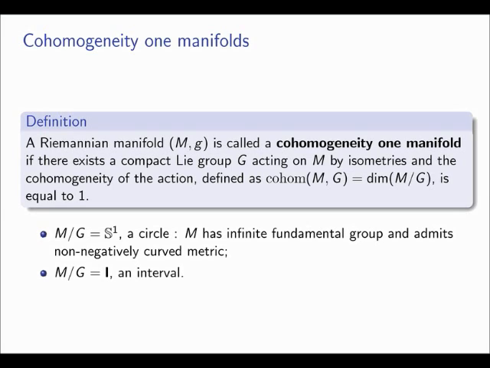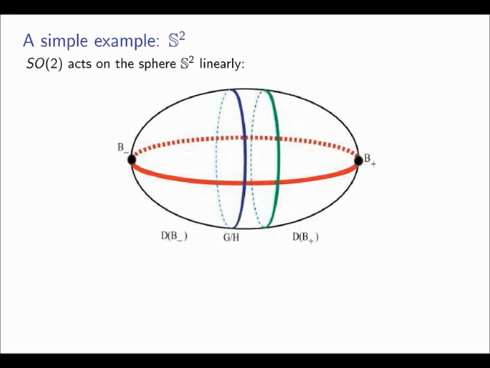The most interesting case is the interval. For this one, we can look at some simple examples of the cohomogeneity one manifold. In this case, we just go back to our favorite example, S2. This is not a very round S2, it's like a football or a soccer ball.